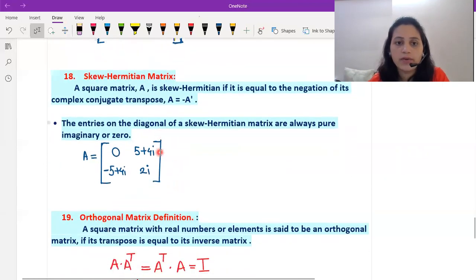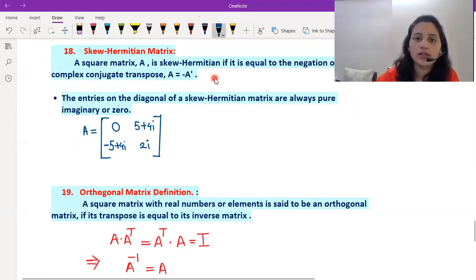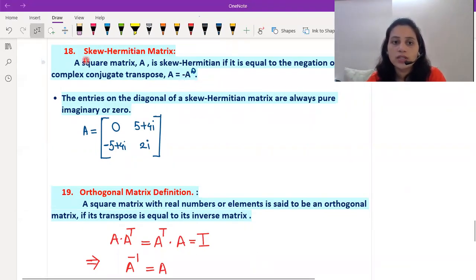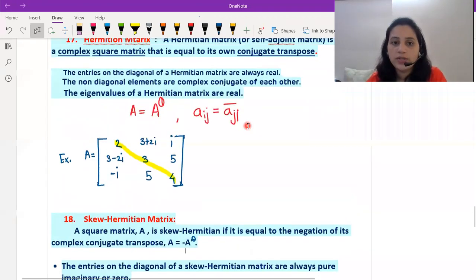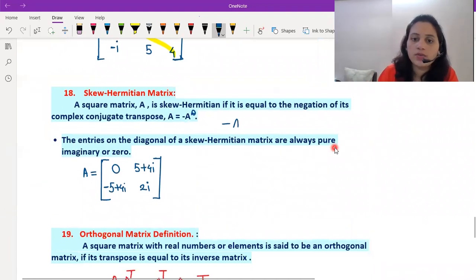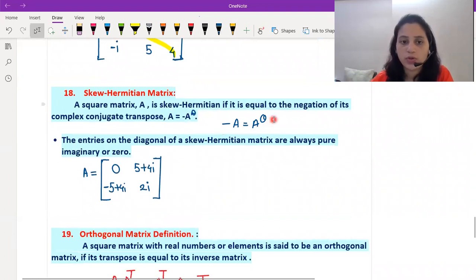Next, the skew-Hermitian matrix. A square matrix A is skew-Hermitian if it is equal to the negation of its complex conjugate transpose, where I write A raised to theta. So skew-Hermitian is nothing but minus A is equal to A raised to theta. In Hermitian, A is equal to A raised to theta, and in skew-Hermitian, minus A is equal to A raised to theta. The negation of the given matrix is equal to its transpose conjugate.